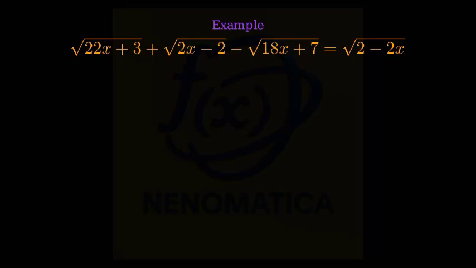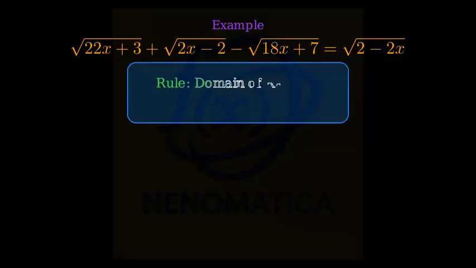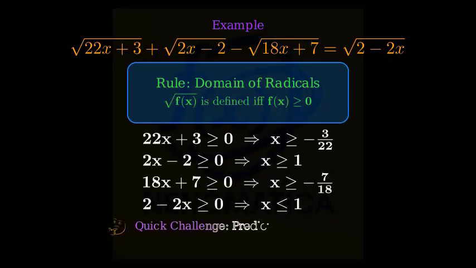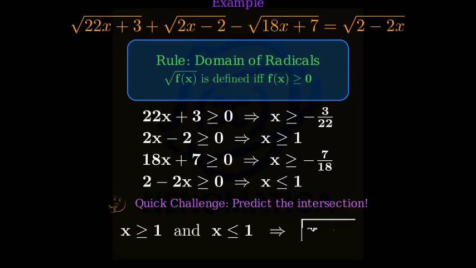Step 1. Determine the domain, so every radicand is non-negative. The rule is the square root of f of x is defined if and only if f of x is greater than or equal to 0. Apply this to all 4 radicands. Intersecting these inequalities gives x equals 1, the only value meeting all conditions.